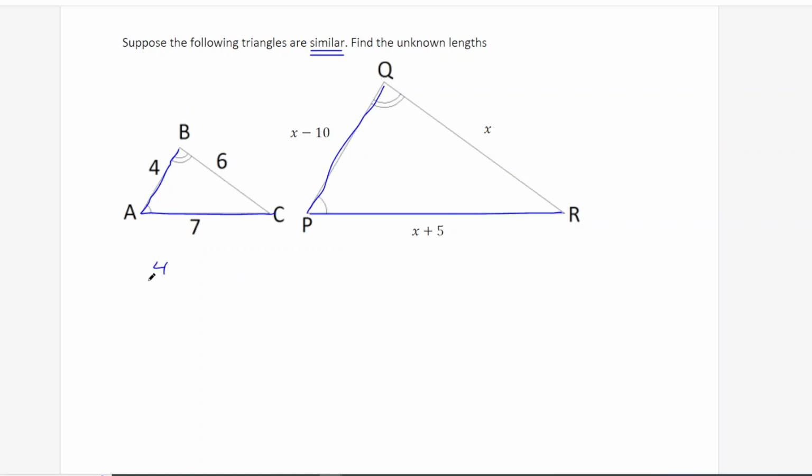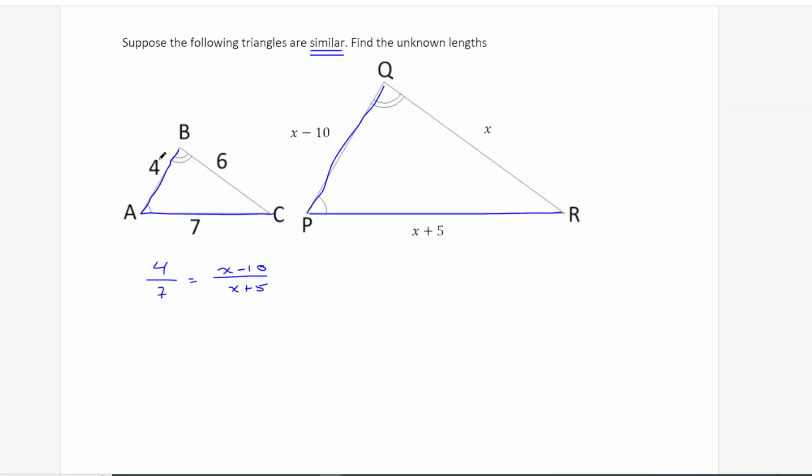So you could say 4 is to 7 as x minus 10 is to x plus 5, because those are the side lengths that would be proportional to each other. So from single line to double line, single line to double line. That is one proportionality statement you could solve.